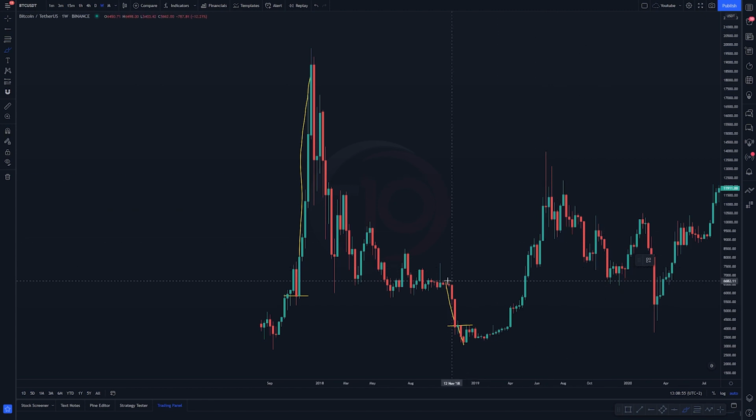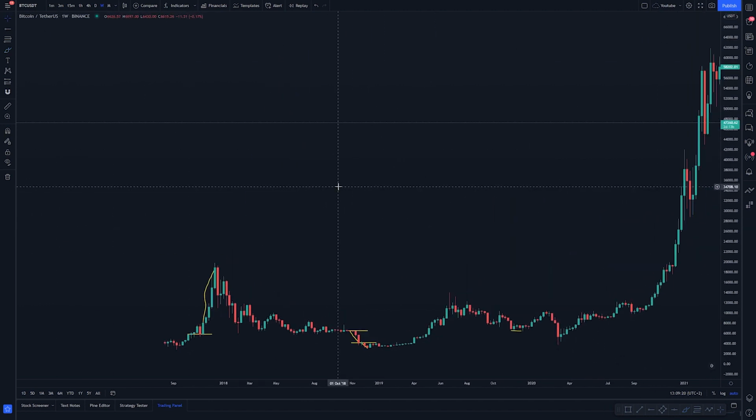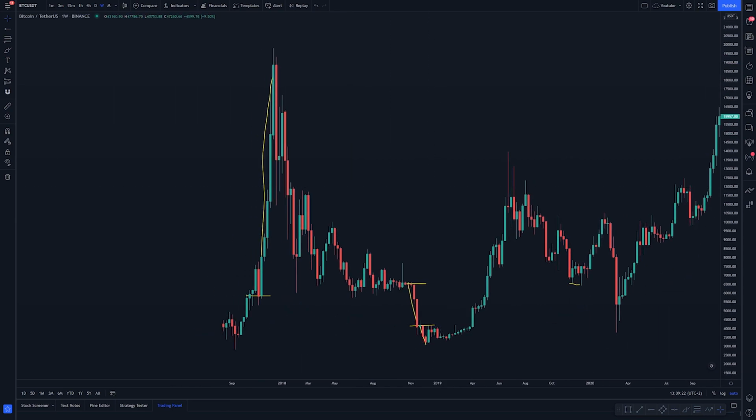So first, they tried to hold these here. But we did another failure. Then we did the big dump, finally testing these, and then we pumped. So very pure price action. So onward to the next.